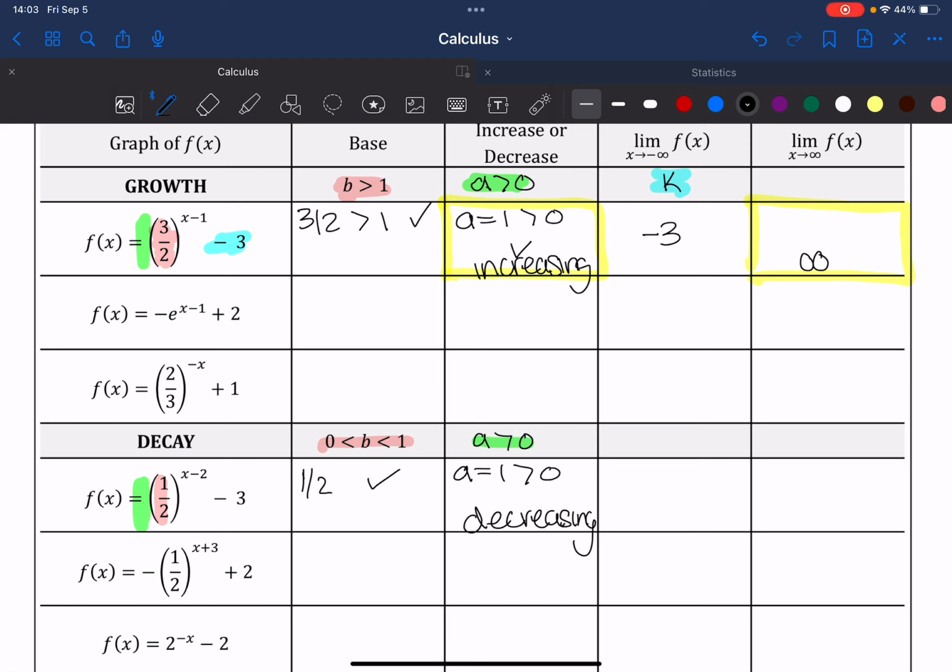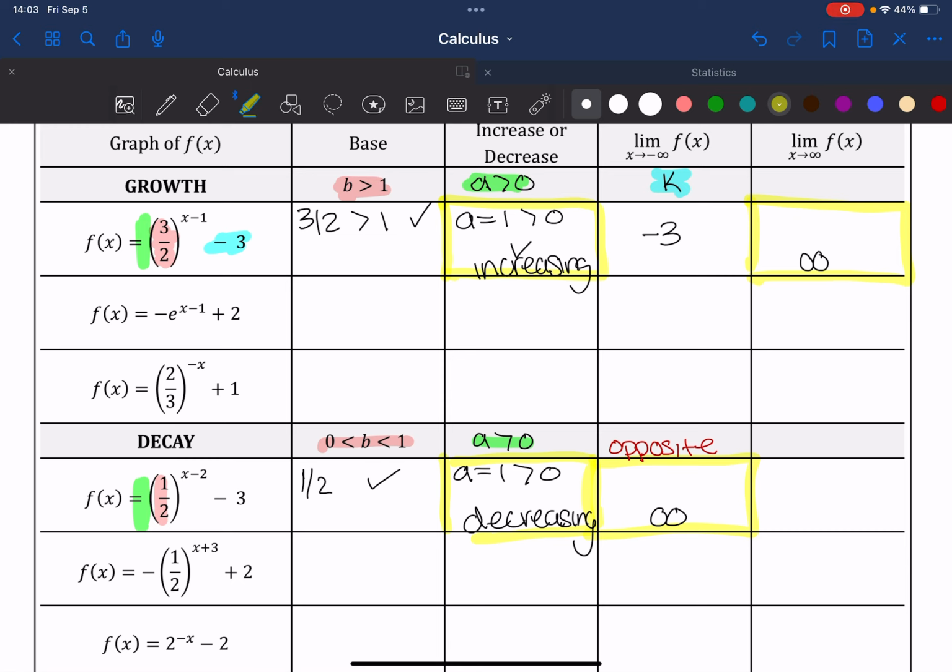Okay. And then the next part, we're looking at the limit as x approaches negative infinity. Well, instead of looking at the k value like we did with growth, we're actually going to pay attention to see if it was decreasing or increasing. And if it's decreasing, that tells us we're going to do the opposite, which is go towards infinity. So this is going to be the opposite. So that means these are indirectly related.